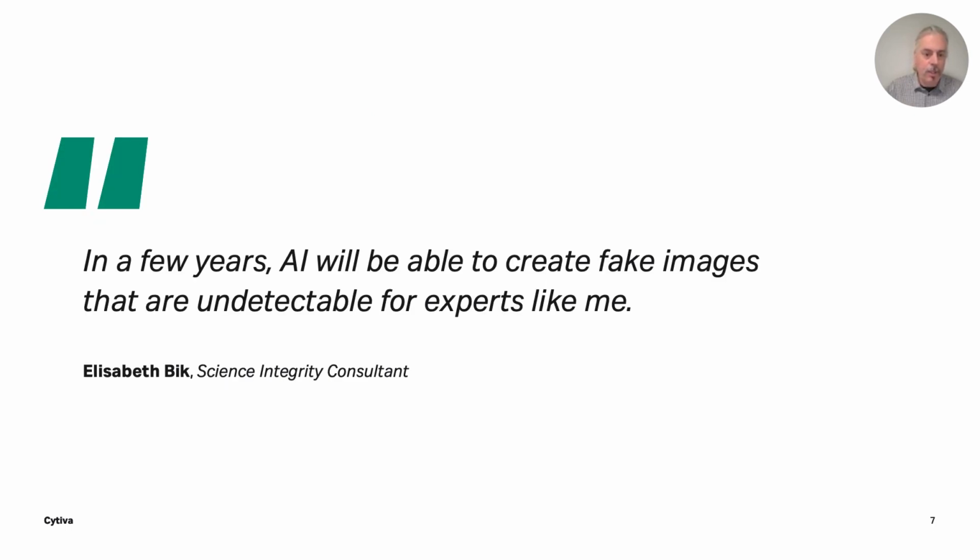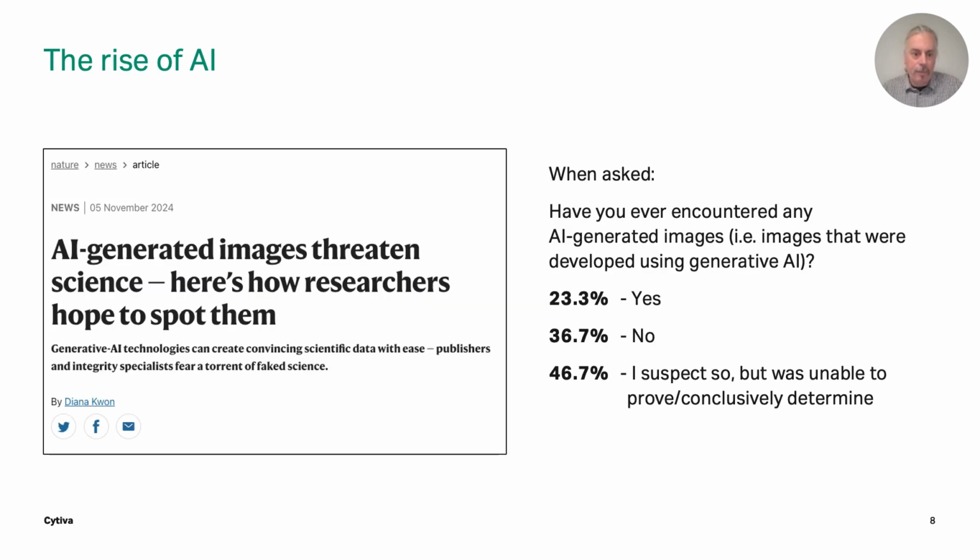There's a famous person here called Elizabeth Bik. She is a science integrity consultant, and her job is to go through journals looking for images that look like they might have been manipulated or have repetition from one paper to another. But she's saying that in a few years, AI will be able to create fake images that are undetectable for experts like me. They can take that copy and paste we saw before, but then make that pasted band look a lot less like the original band and look like a totally different band. So it's going to be very difficult to detect any differences.